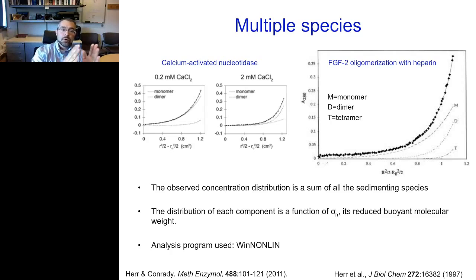You're actually observing a wide range of behavior of your system, and that's why you can actually analyze your data and get accurate equilibrium constants that govern the transition between the different oligomeric states.